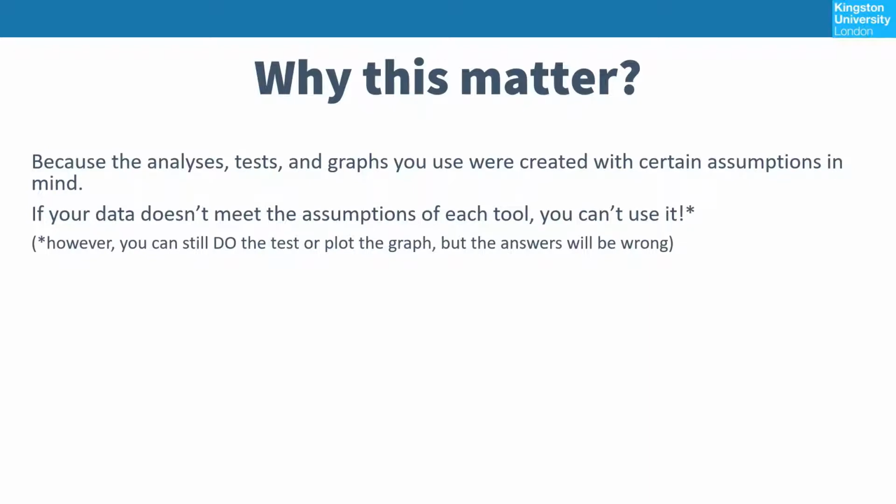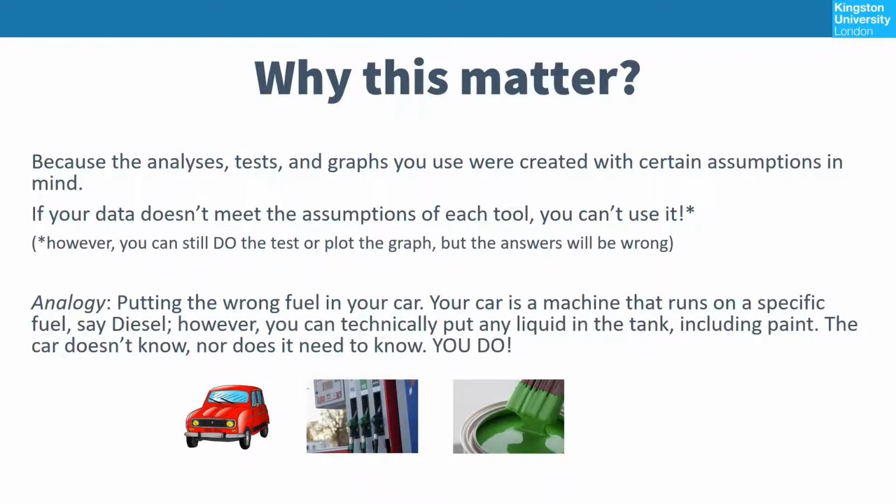Consider this analogy. Your car is a machine that runs on a specific type of fuel, let's say diesel. However, technically, you can put any liquid into the tank, including paint. The car doesn't know what type of fuel it needs, nor does it need to know. You do. If you put the wrong type of fuel, your car will stop working. However, when it comes to SPSS, it will rarely tell you that what you did is wrong, so that's why you need to know in advance that what you're doing is the correct way. We're going to be looking at this in a bit more detail in the third video when we're looking at inferential statistics, but I'm going to be briefly going over some of the examples of how your data should look like and what you can and can't do with it.